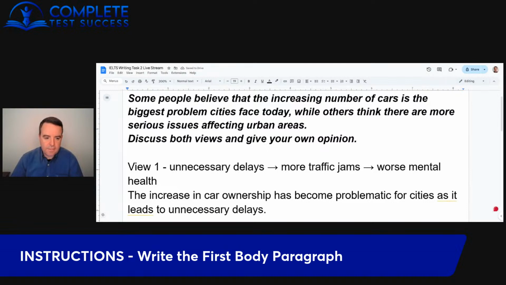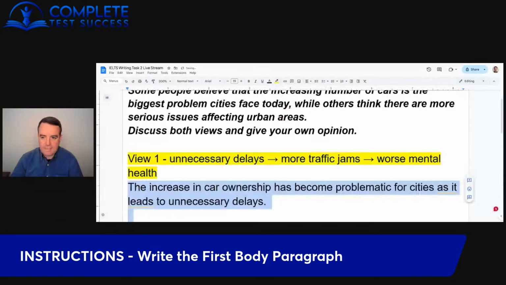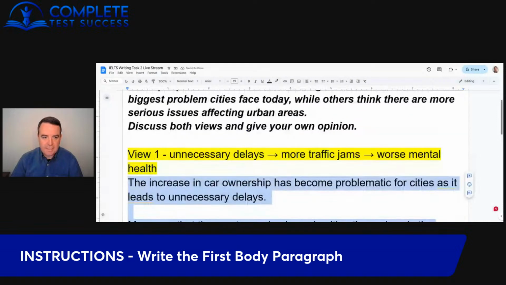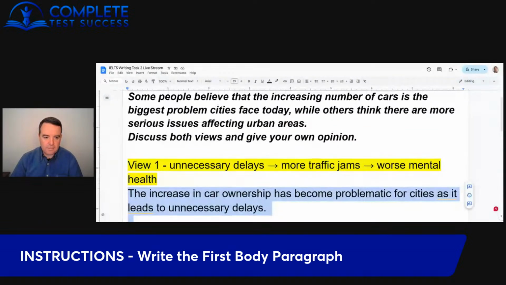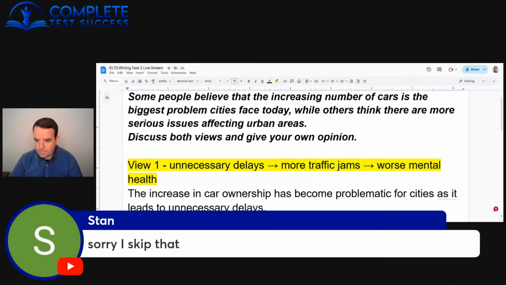And this happens to a lot of students as well. They had the plan, they decided what they were going to say, but then when they start writing it, they change what they were planning. So what they had planned to say and what they write changes, and that results in more problems again. So if we already know what we want to say, let's just stick with that. Our main idea is unnecessary delays. So let's just stick with that, and then we can talk about more traffic jams after that. So let's just stick with what the plan was. No problem, Stan. You're fine. That's what we're here for.